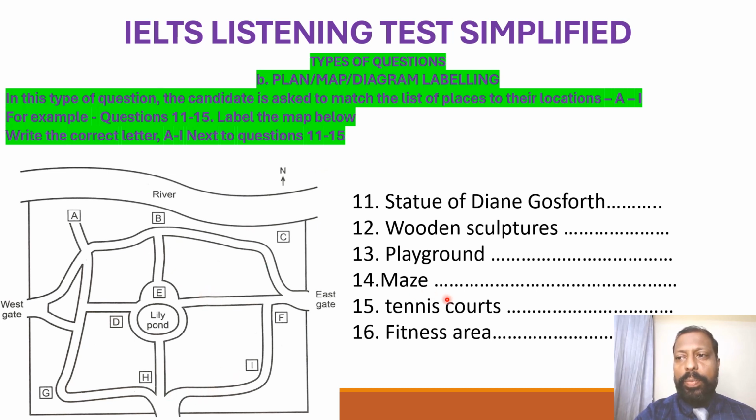Just identify from the narration and write the correct letter here. If it is G, just write G. Mark it here. Then later in question number 11, you need to mark G. Remember, there are specific tips for sorting out this type of question.